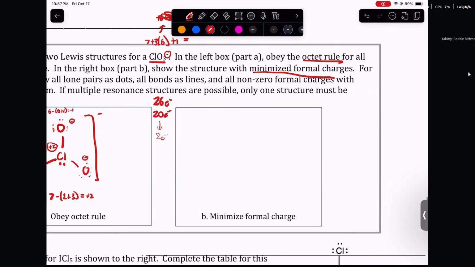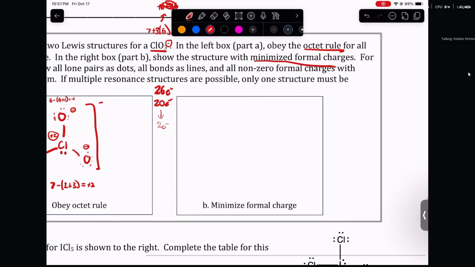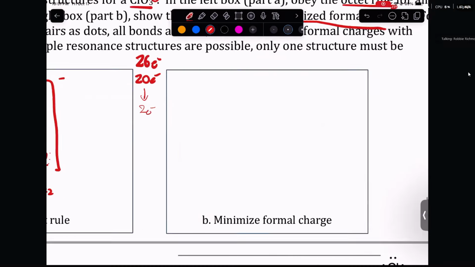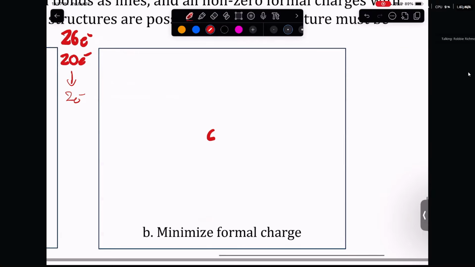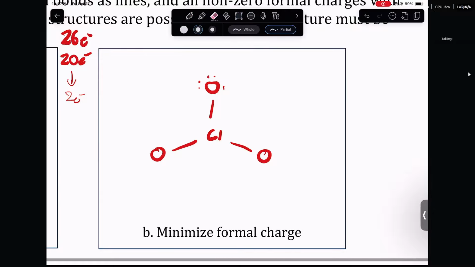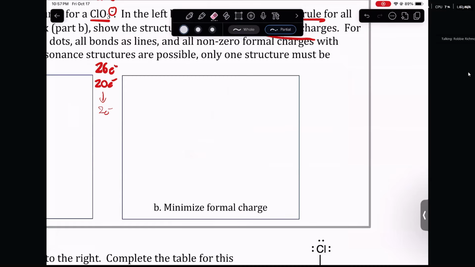So let's look at part B and see how this will change if we realize that chlorine is within the 3rd principal energy level, so it can have an expanded octet. Sorry, I was just drawing the answer. All right, let's just discuss this real quick. Matter of fact, I don't even have to draw all this.